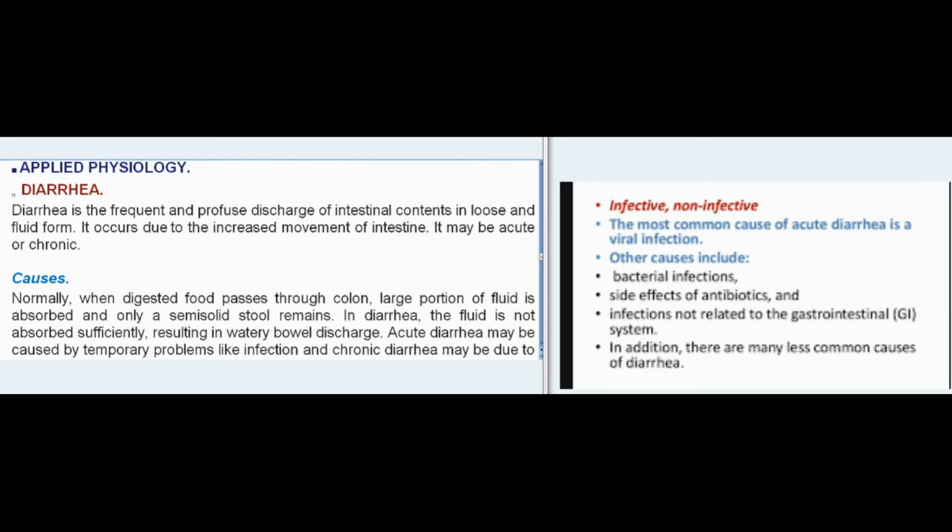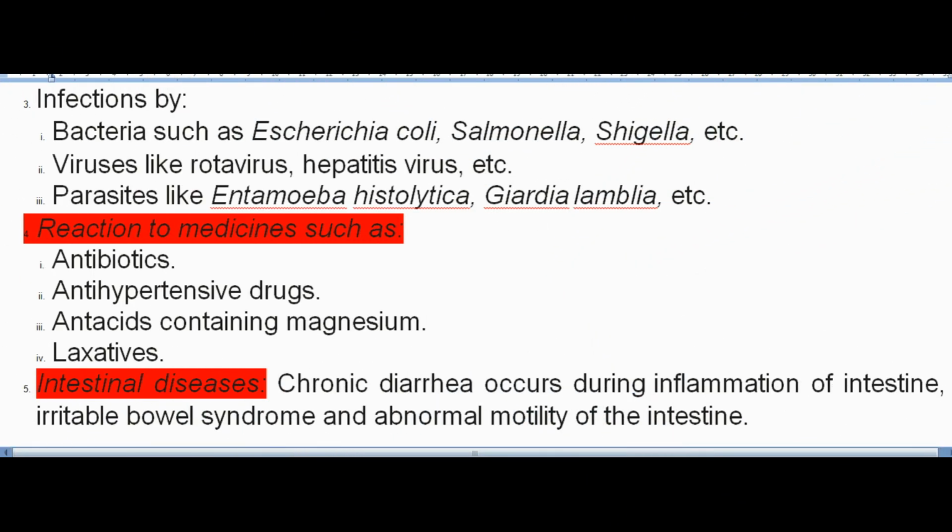Acute diarrhea may be caused by temporary problems like infection, and chronic diarrhea may be due to disorders of intestinal mucosa. Thus, the general causes of diarrhea are: dietary abuse. Diarrhea is caused by intake of contaminated water or food, artificial sweeteners found in food, spicy food, etc. Food intolerance. Acute diarrhea is caused mainly by indigestion of food substances, particularly lactose, a sugar present in milk and milk products, which may not be digested easily.